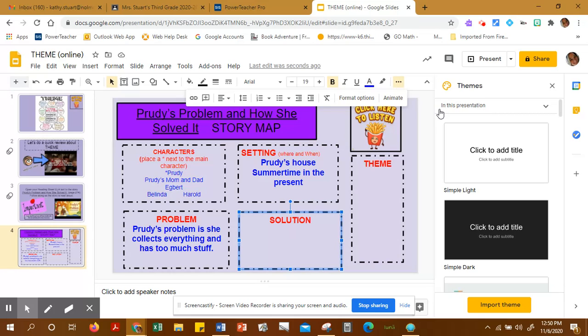Remember, she looked around for inspiration first. She went to visit an art collection. She visited a fish collection. She visited a rock collection and a library. And she did all of that to come up with her solution. And her solution was to build the Prudy Museum of Indescribable Wonderment.